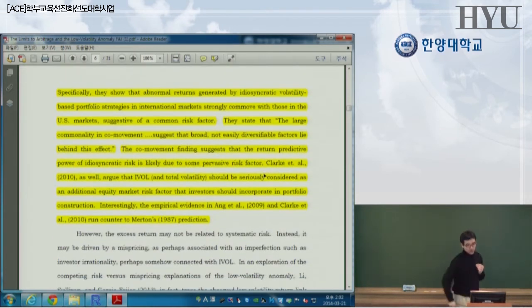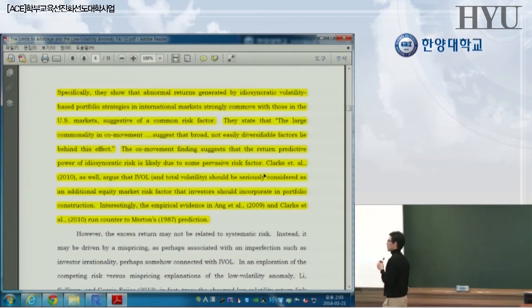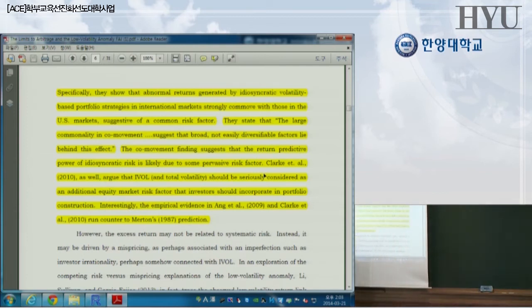Specifically, they show that abnormal returns generated by idiosyncratic volatility-based portfolio strategies in international markets strongly co-move with those in the U.S. market, which suggests that the low volatility anomaly, which exists in every country, seemingly moves together. Because they move together, there is some hidden factor that may move everything together, and that must be a systematic factor. This is their thought process, suggestive of a common risk factor.